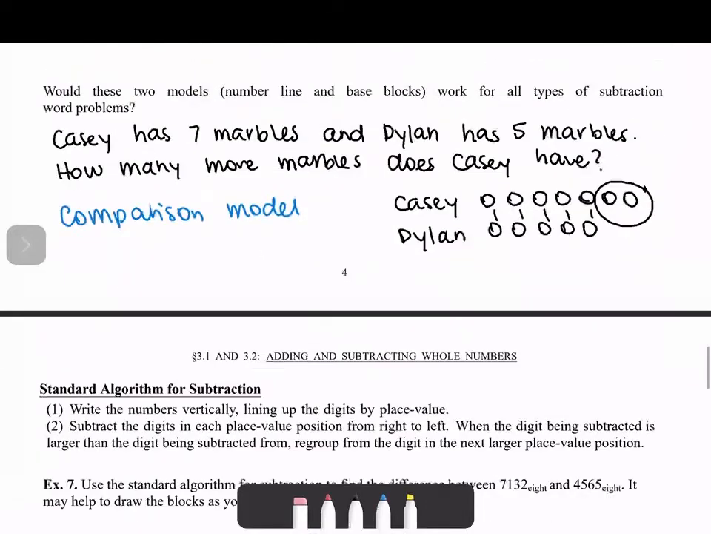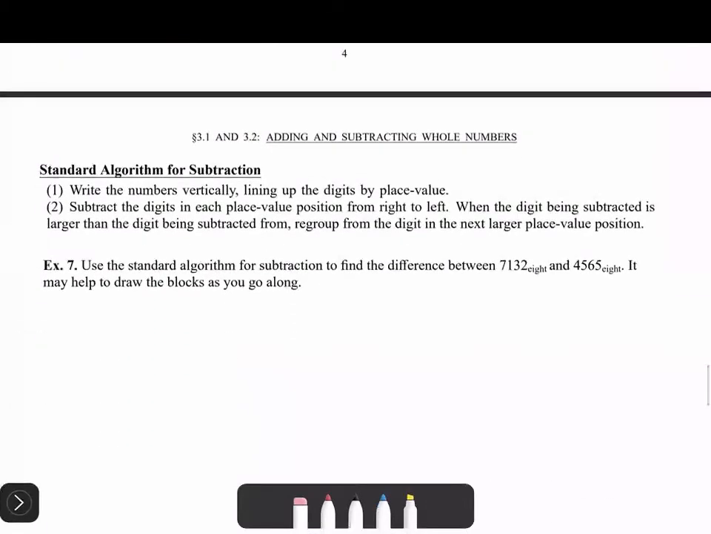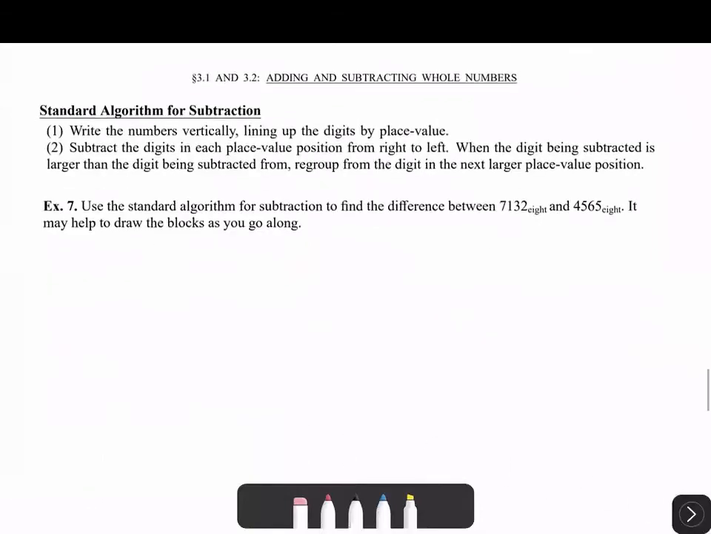Okay, so now we're going to talk about the different algorithms that we can use for subtraction. So the first one that the book talks about is the standard algorithm for subtraction. In this one, we have the same first step as the algorithm that we had for addition, where we write the numbers vertically, lined up by place value.